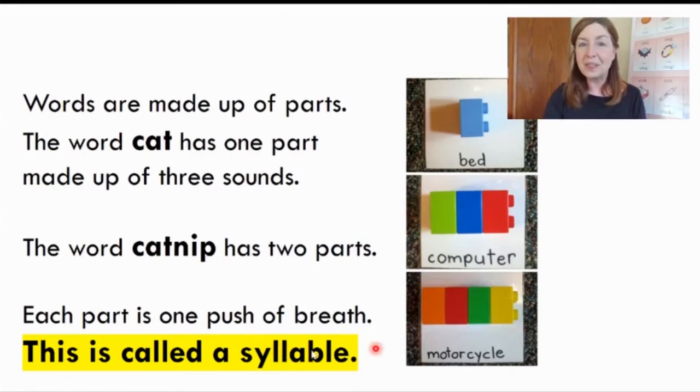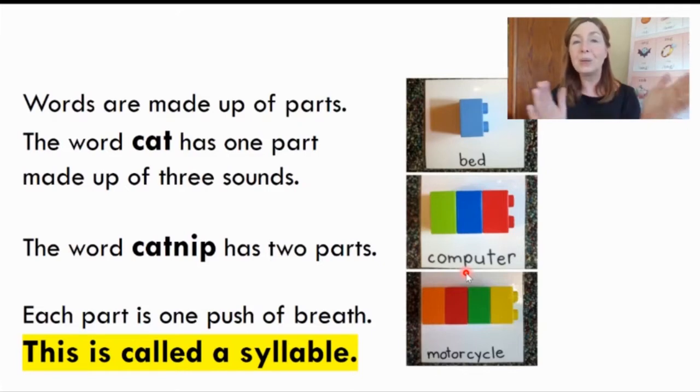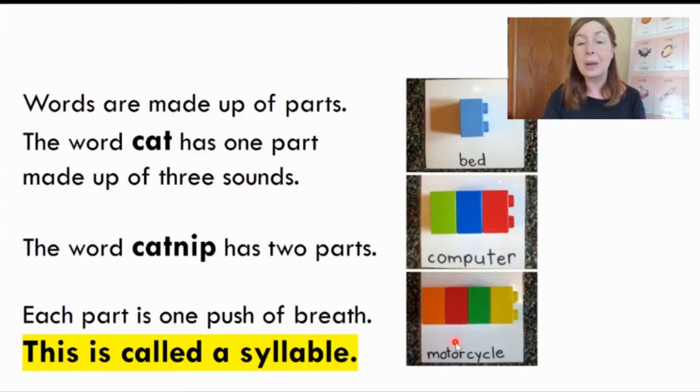When we look over here at this word, we see computer. It shows 3 blocks. Let's see if the word computer has 3 parts. Let's clap it out. Computer. I heard 3. The next one is motorcycle. Let's clap it out. Ready? Motorcycle. So every push of breath was a new part, and there were 4 parts in that word.